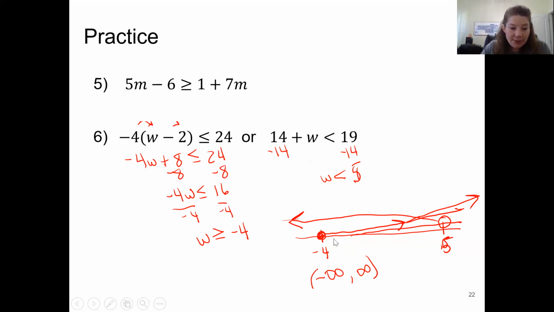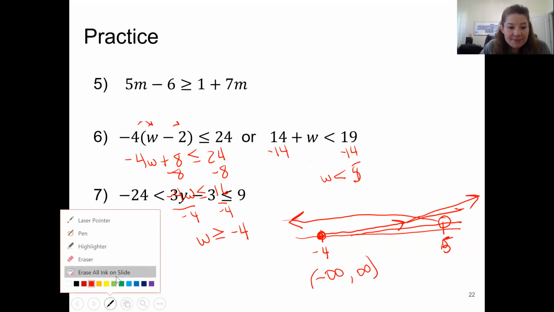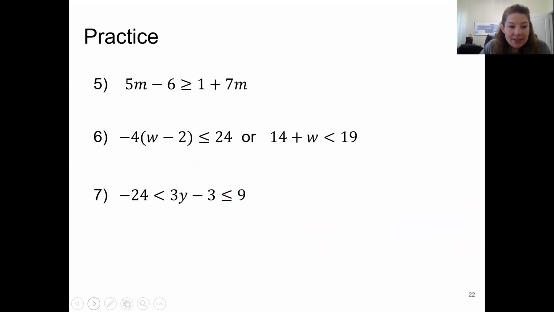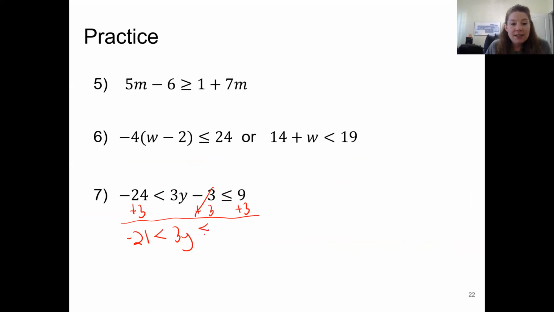All right, one more thing, number 7. Let me get rid of all this. All right, now this one has 3 sections, so we have to do everything to 3 sections. So we're going to start with -3. So we're going to add 3 to all 3 sections. Bring all that down. We have -21. Our sign, this is gone. And 9 plus 3 is 12.